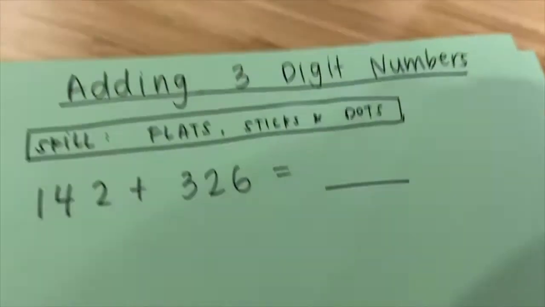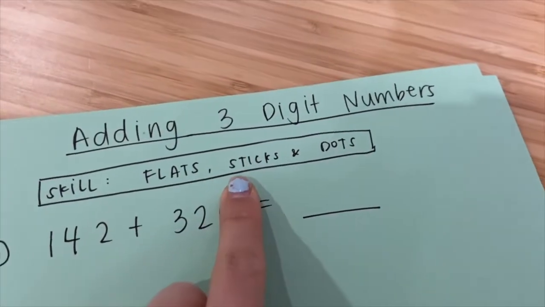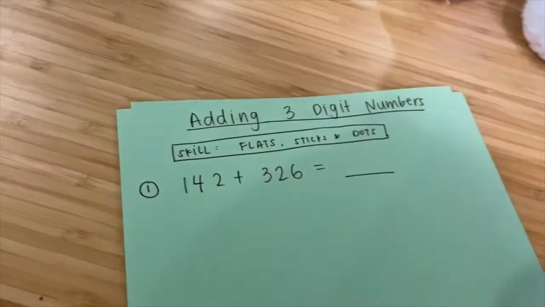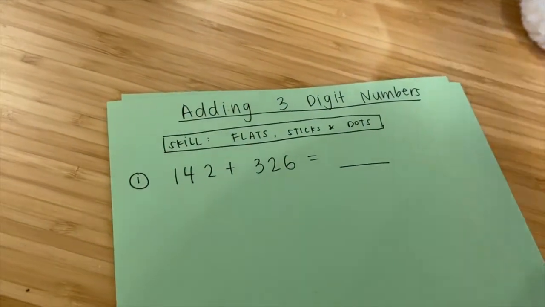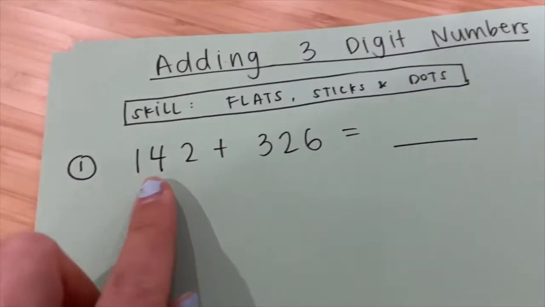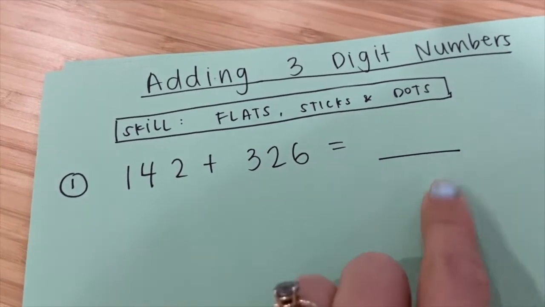Today we're going to learn how to add 3-digit numbers using flats, sticks, and dots. So I see a number sentence. The first thing Miss Kim is going to do, and the first thing you're going to do, is copy this number sentence on your paper. 142 plus 326 equals blank.